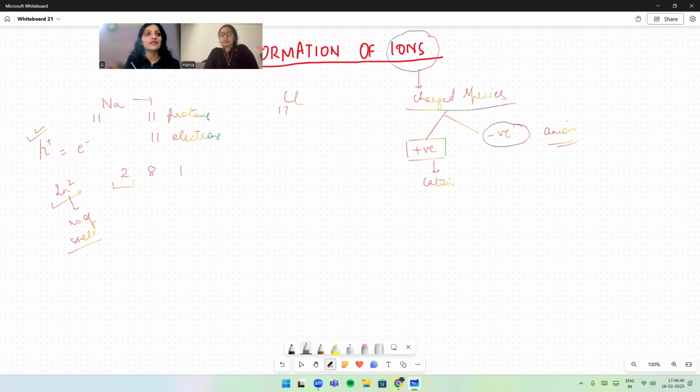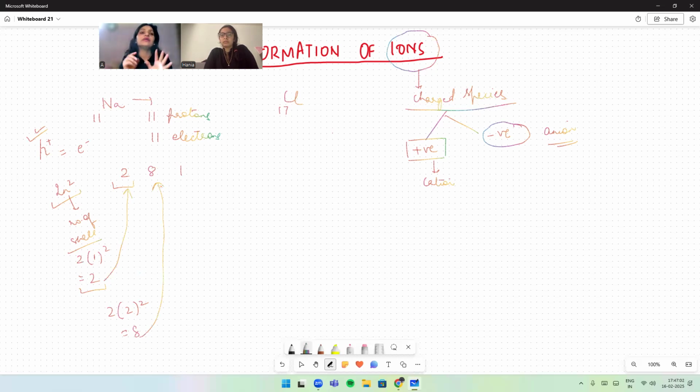The first shell, that means n is equal to 1. So 1 square will be 1, 2 ones are 2, right? So the first shell is going to have only 2 electrons. Similarly, the second shell will have 8 electrons. 2 twos are 4, 4 twos are 8. Right? So 8 electrons are there in the second shell.